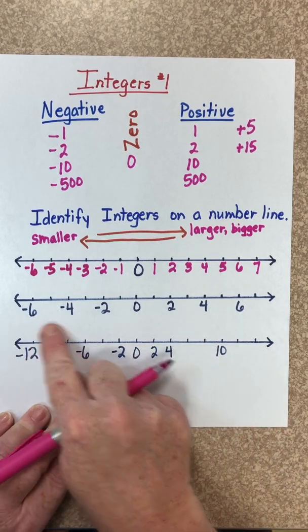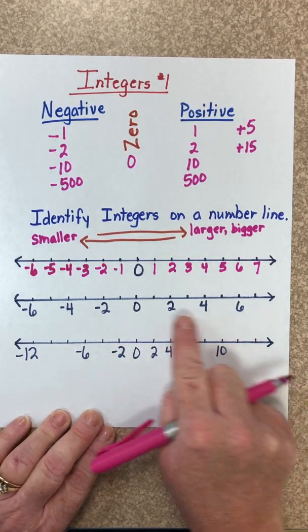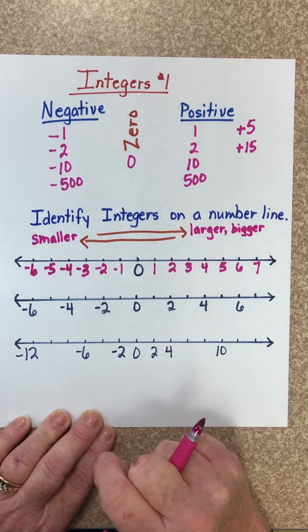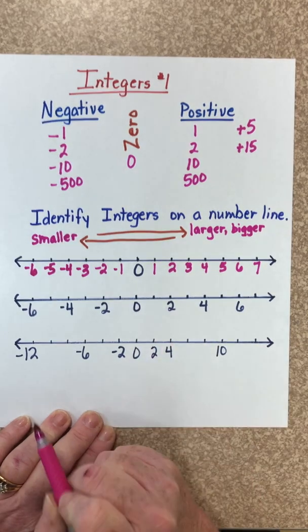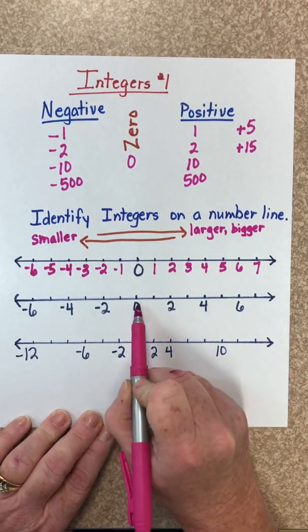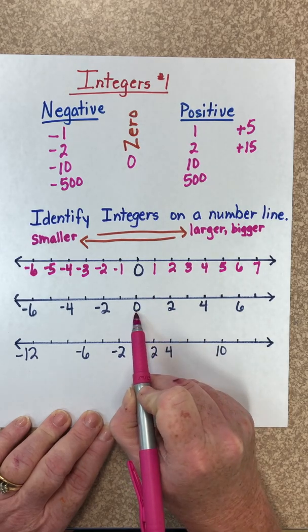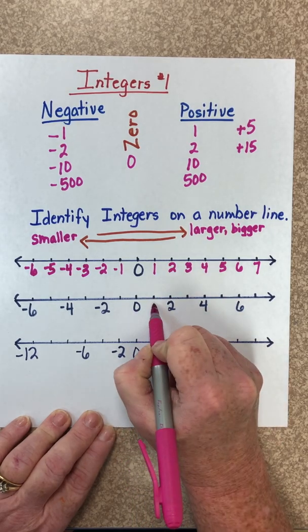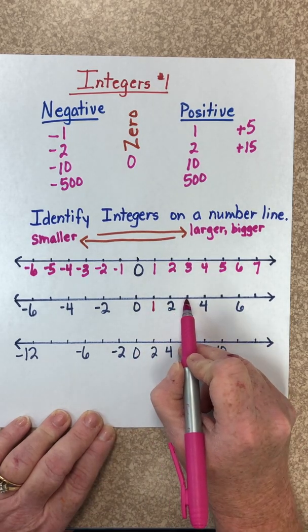Now let's look at the next one. Notice I have some of the numbers marked, but I don't have them all marked, and we need to fill in those missing spots. So let's start at 0 and let's go to the right. So notice we have one tick mark between 0 and 2. So what's halfway between 0 and 2? Well, that's 1. Here's 2 and 4 and one tick mark in the middle.